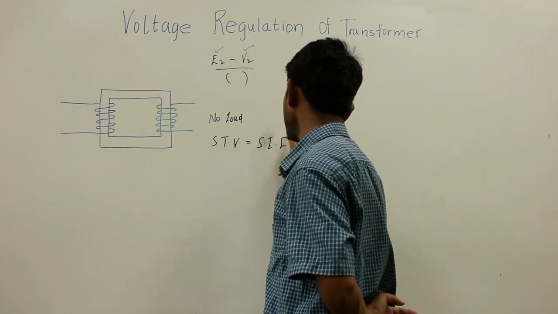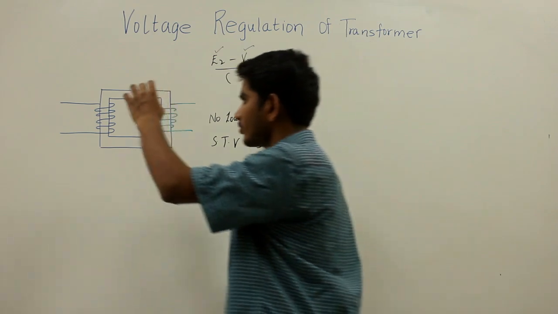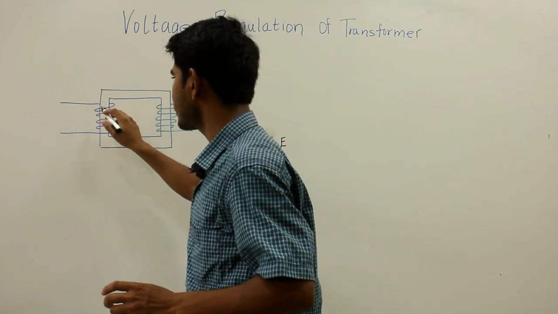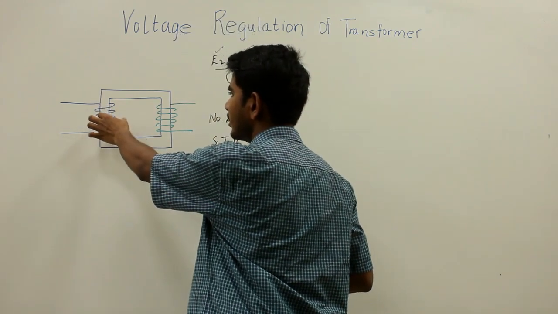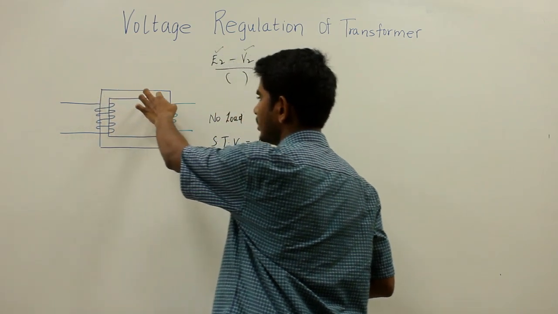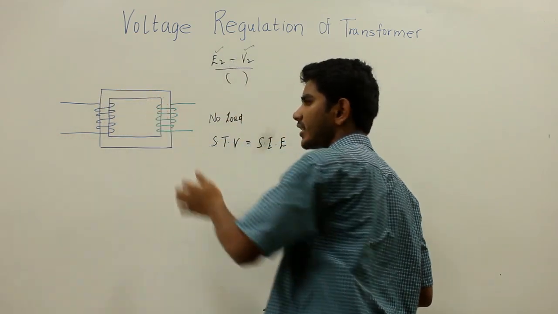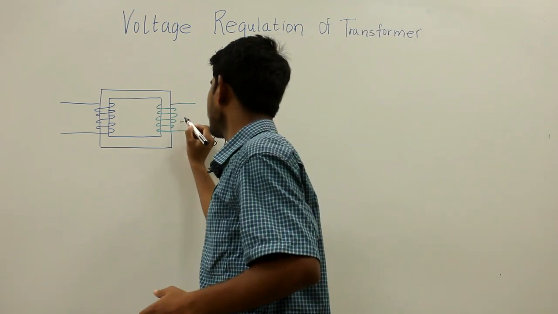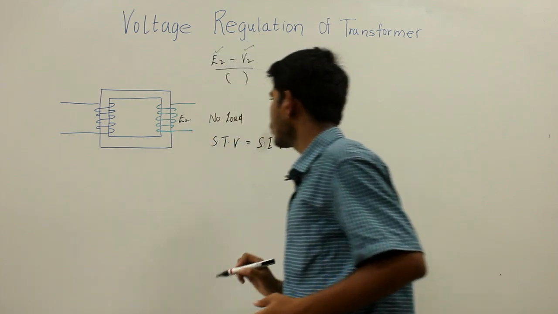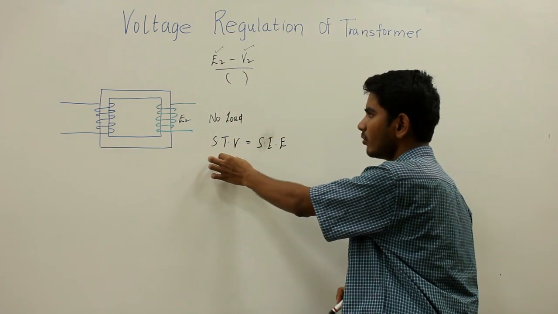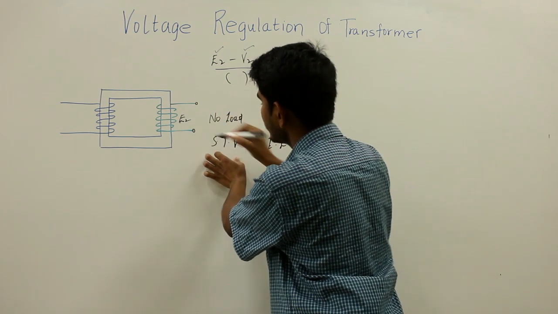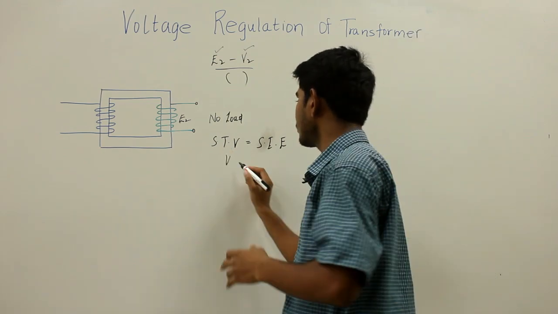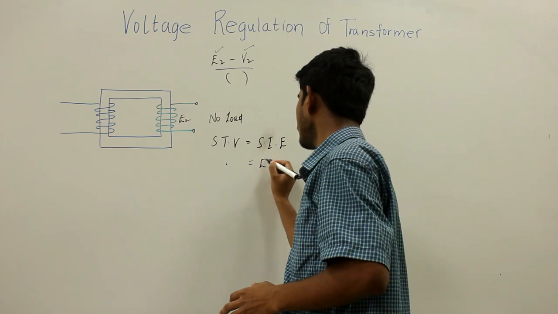The working is simple: when you apply an AC voltage source, the injection of AC current takes place. So there will be an alternating electromagnetic field flowing through the core, and it will link with the secondary winding, and you will have an induced EMF, which is indicated by E2. So when there is no load, the secondary terminal voltage will be equal to the secondary induced EMF E2.